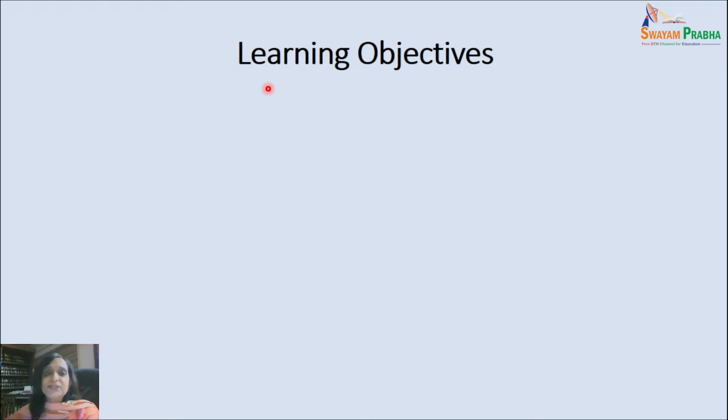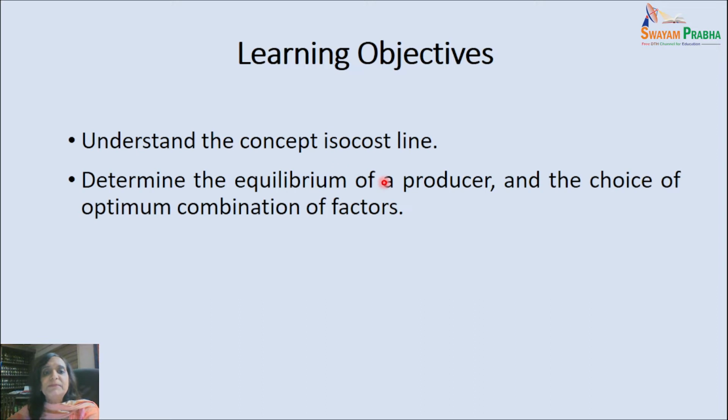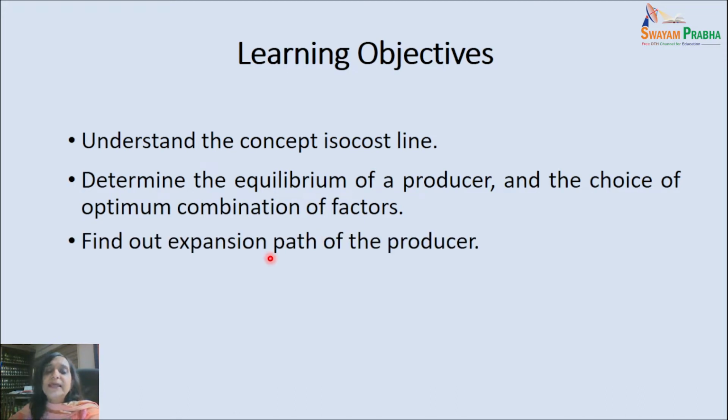So in today's lecture, we will be going ahead with the same situation wherein we will talk about what is an iso cost line. Then we will talk about how a producer decides what should be the optimum combination of the factor inputs it should utilize or engage. And then we will talk about the expansion path of the producer.